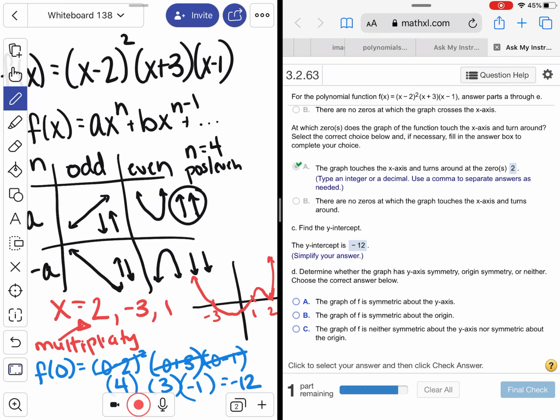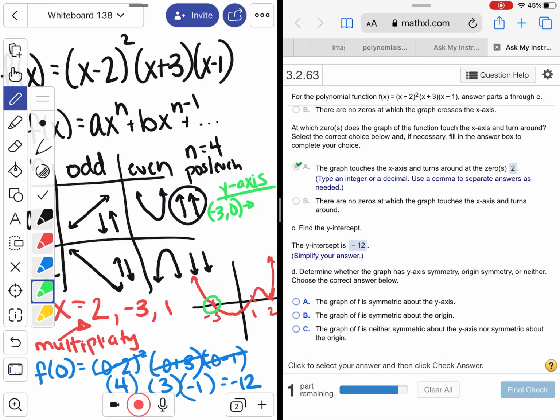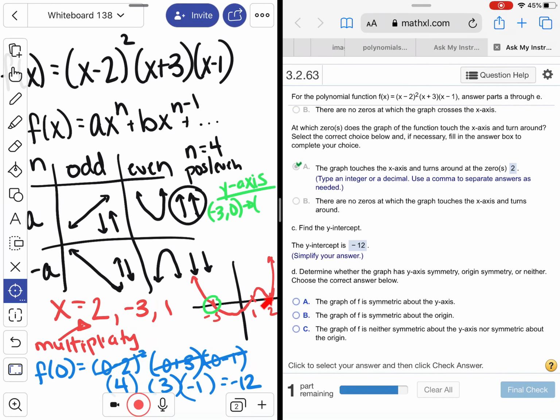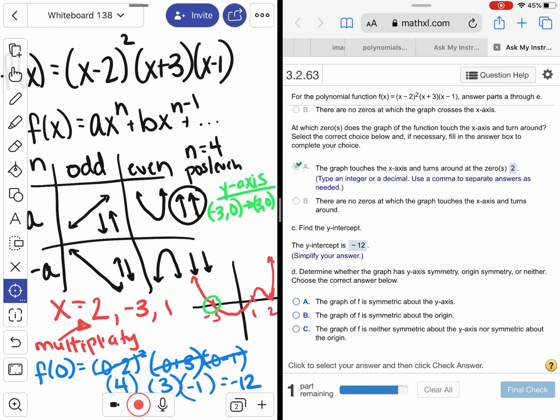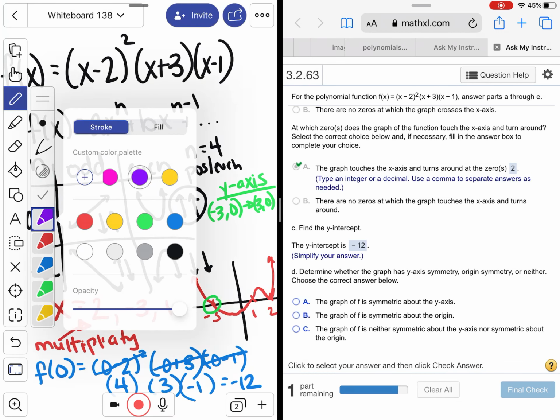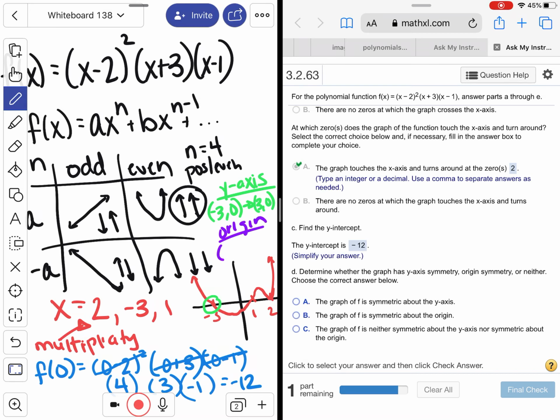And the last part says determine whether the graph has y-axis symmetry, origin symmetry, or neither. And because we have a couple points that we can choose from, I'm going to pick one of these x-intercepts. I'm going to pick this negative 3, 0. Well, if it has y-axis symmetry, then if negative 3, 0 is on the graph, y-axis symmetry would suggest that if you change the sign of the x value, because you're going across the y-axis over here, that means that the point 3, 0 should be on the graph, right? And we can see that 3, 0 is not going to be on this graph, so it doesn't have y-axis symmetry.